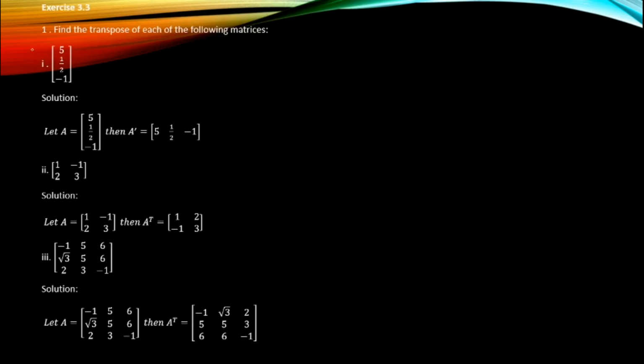So here we have an exercise. This is 5 half, negative 1. When you transpose, what will happen? Row will become column, column will become row. So 5 half, minus 1. So this is the transpose.